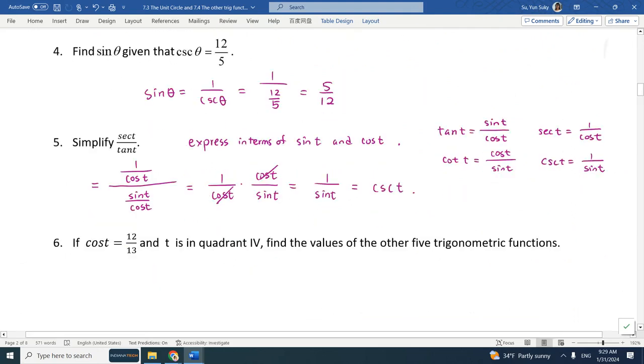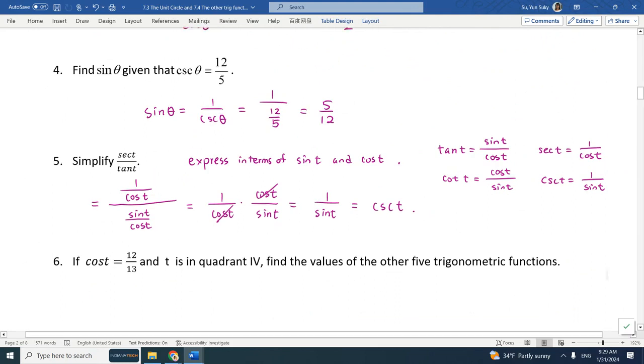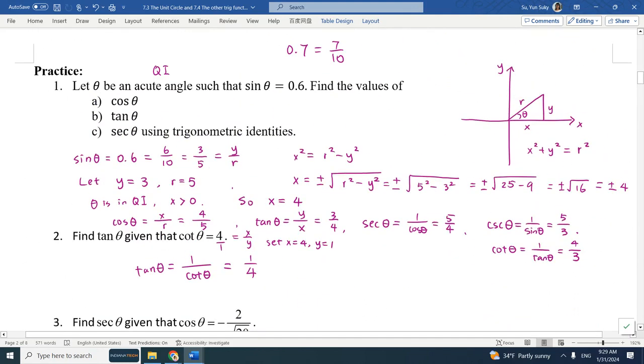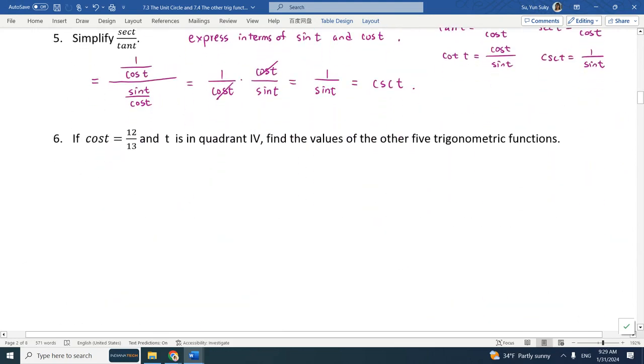So the next problem, cosine t is 12 over 13. Everybody try to do this problem using the method of the first one. What is cosine in terms of x, y, r? And now your angle t is in the fourth quadrant. So when you draw the picture, the angle is in the fourth quadrant. So everybody try that problem.